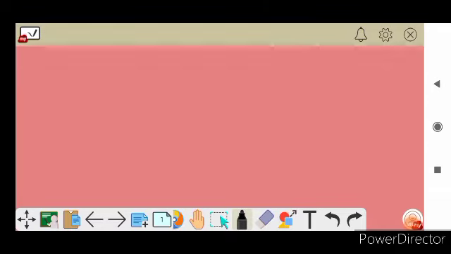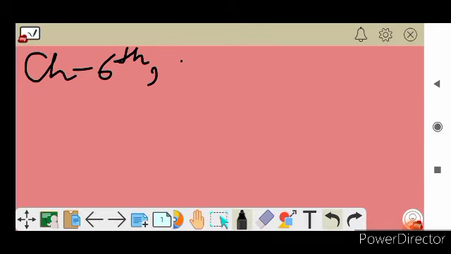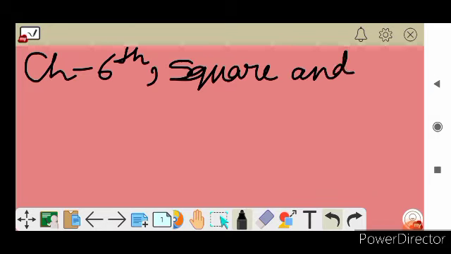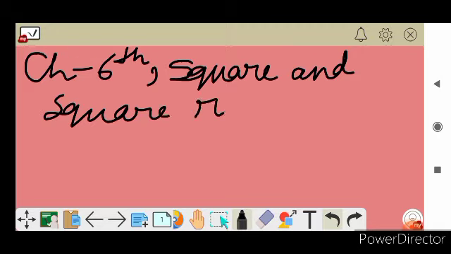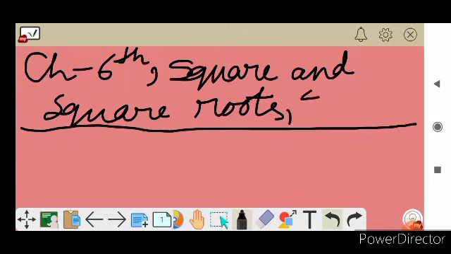Good morning students. Today we will discuss chapter 6, squares and square roots. Introduction.